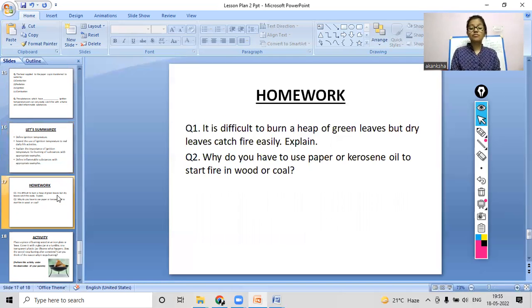So now we will see some homework, and homework is, you have to solve these two questions. The first question is, it is difficult to burn a heap of green leaves, but dry leaves catch fire easily. You have to explain it. Okay, you have to first think and then explain why this happens. And the second question is, why do you have to use paper or kerosene oil to start a fire in wood or coal? So now you have to think for both of these questions and then write your answers, right?